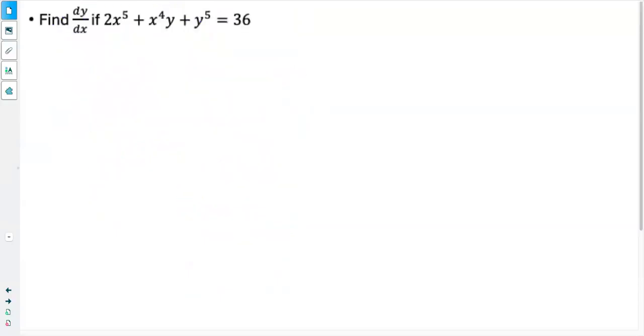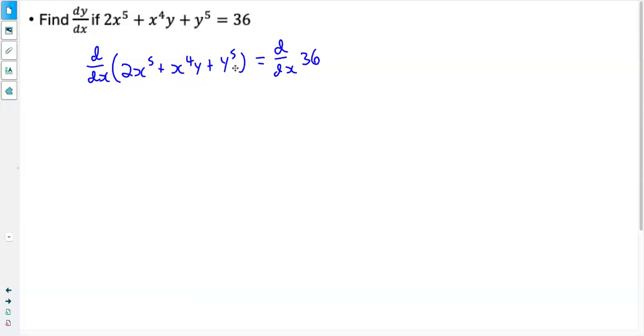Okay, next example, we want to find dy dx if 2x to the power 5 plus x to the power 4y plus y to the power 5 equals 36. So once again, we have a situation where we can't isolate for y, so we will do implicit differentiation. That means we're doing d over dx of 2x to the power 5 plus x to the power 4y plus y to the power 5 equals d over dx of 36.